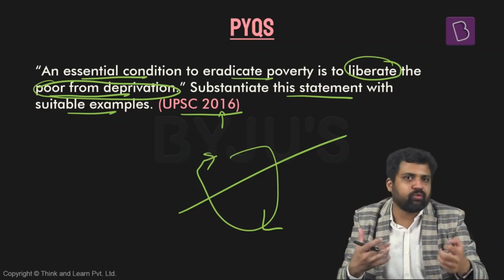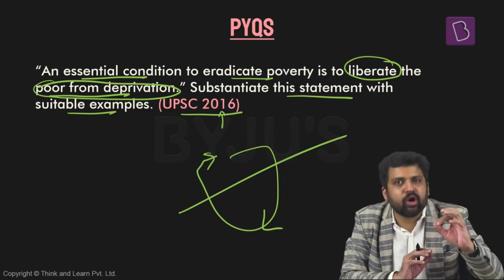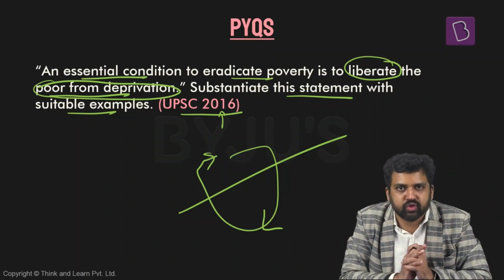Then only poor people can be liberated out of poverty. So give examples, all these examples, and you'll answer. So if you understand what is the vicious cycle of poverty, you'll be able to answer this question. Now look at another question.